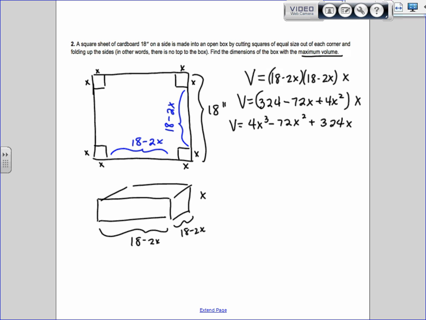I multiplied it out because it was going to be a lot easier than doing the product rule with 3 pieces. You could do the product rule with 3 pieces, but we won't do that. All right, so V prime is going to be 12x squared minus 144x plus 324. Okay, so we need to set it equal to 0.